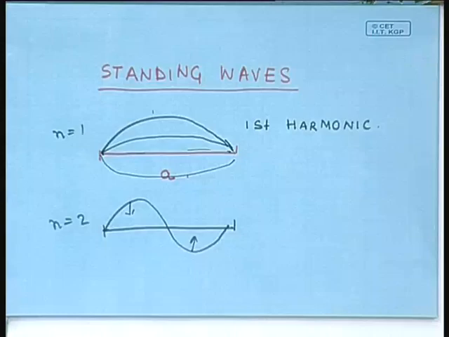So the wavelength of the lowest energy state is twice the length of the box or twice the length of the string. The wavelength of the first excited state or the second harmonic is exactly equal to the size of the box or the size of the string, etc. So the spatial dependence is exactly the same. But there is also a big difference between these two. The difference is as follows.